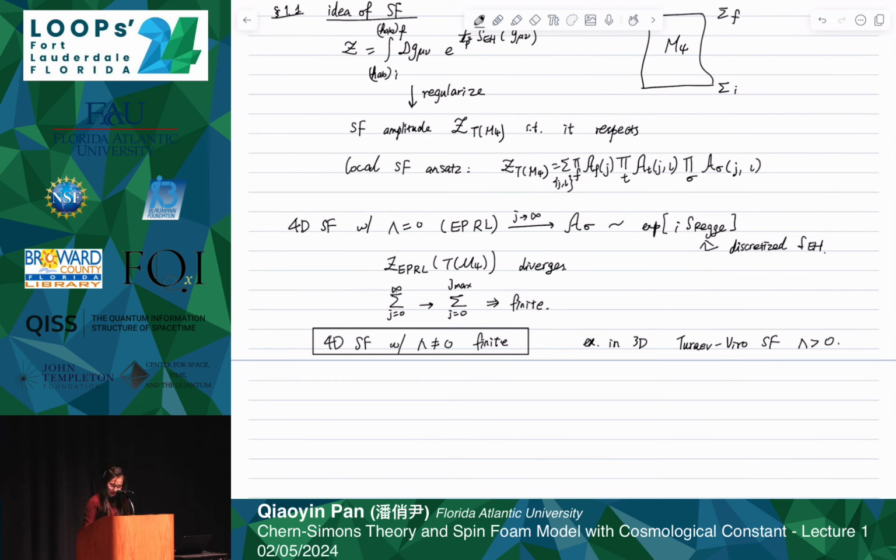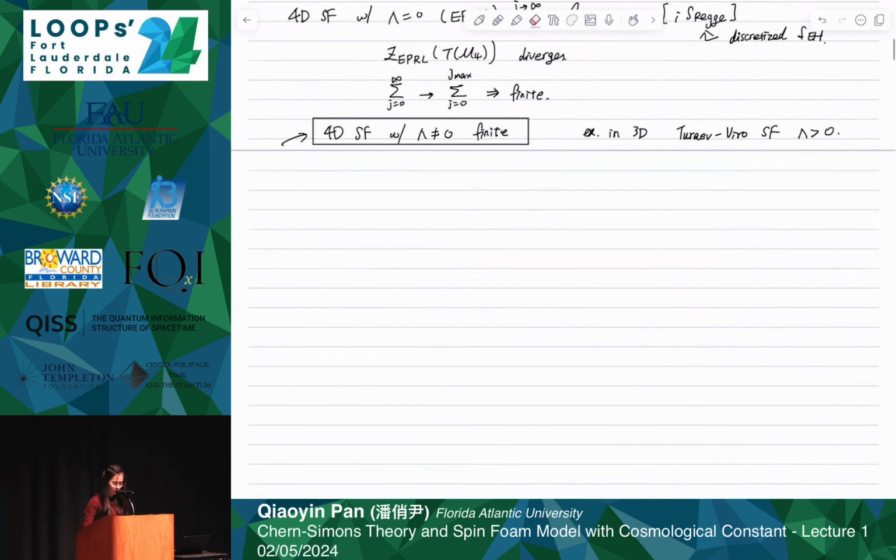But the center of this lecture is to tell you the four-dimensional spin-form with a non-zero lambda. And actually, to build up this spin-form, we learned some ideas from the EPRL. So I think it's also good to give you some review on EPRL, although you've heard this in previous lectures, but I will explain it in a way that's more parallel to how I would generalize it. So EPRL, again, is with a zero lambda.